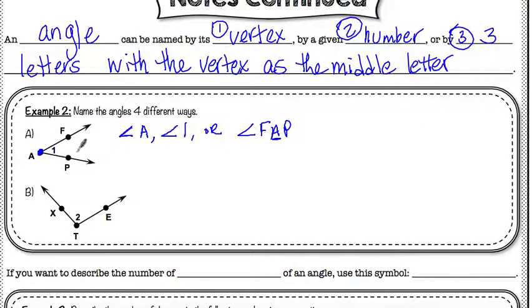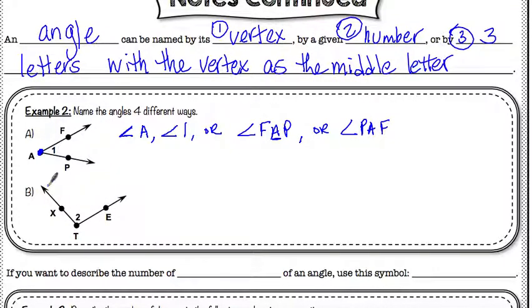Notice A, the vertex, is the middle letter. Or angle, you could reverse those, PAF. That's the 4 ways that I can name this particular angle.